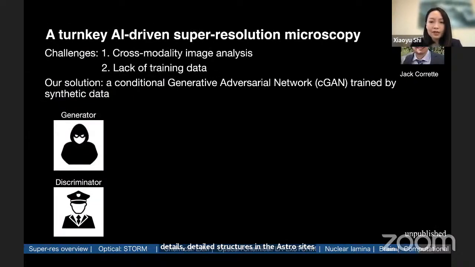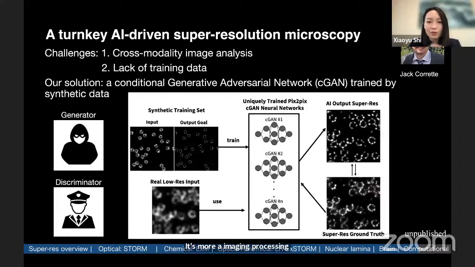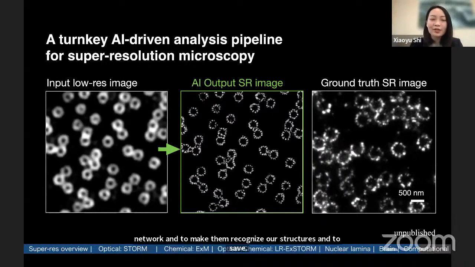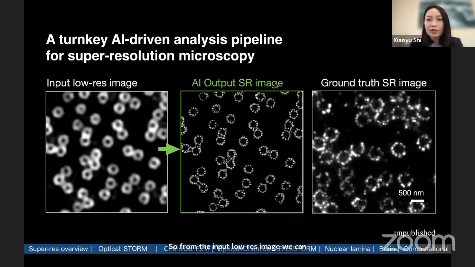And the last part will be our turnkey AI-driven super resolution microscopy. It's more of an image processing method. Basically, we use a synthetic training set to train our AI network and to make it recognize our structures. To save time, I think I'm running out of time, I'll just show you the results. From the input low-res image, we can achieve a very high super resolution AI output. Compared with our ground truth, it's pretty close to what the reality is.